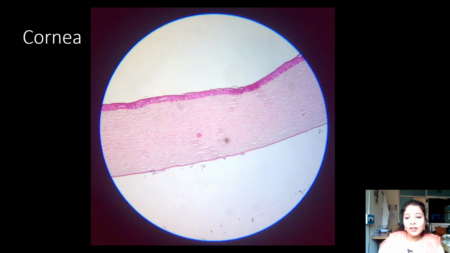So the cornea is easy to identify by its central core. Here we can see the uniformly arranged collagen fibers. The cornea consists of 5 layers. Each layer I am going to discuss now.